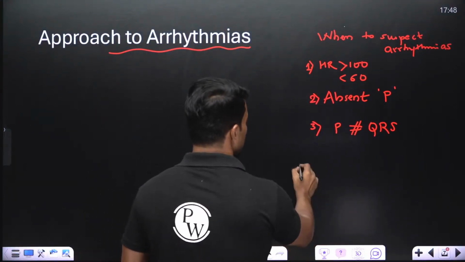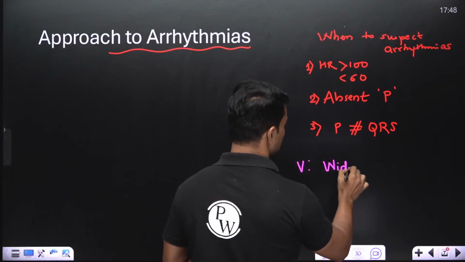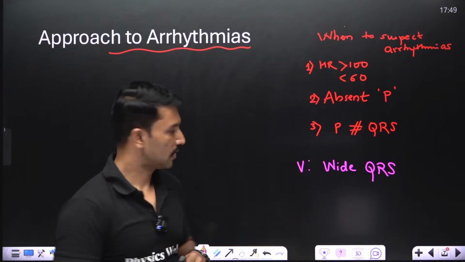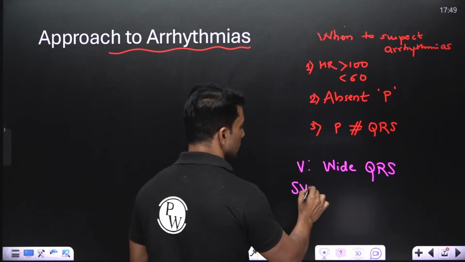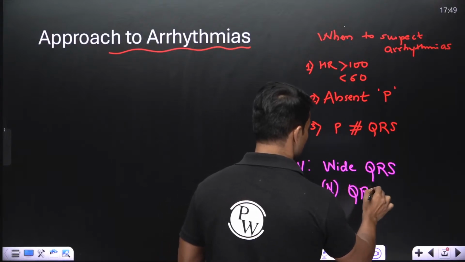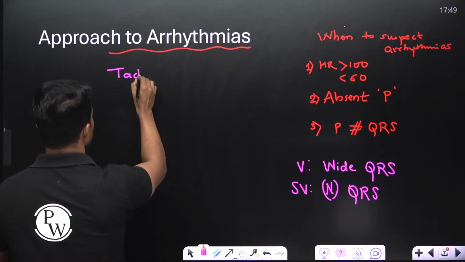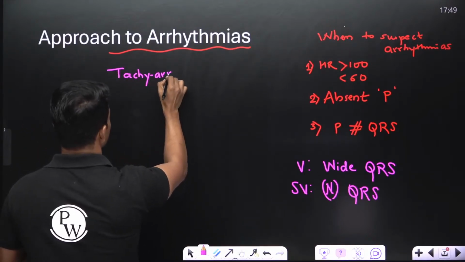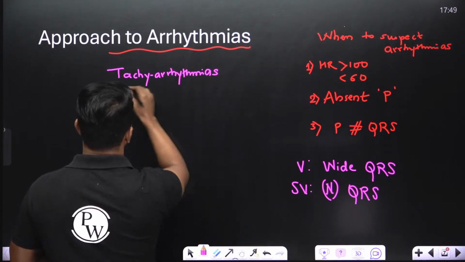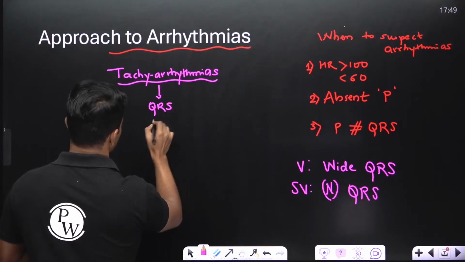Remember, whenever an arrhythmia originates in the ventricle, it will have a wide QRS. But if the arrhythmia is originating above the ventricle, supraventricular, it will have a normal sized QRS. So whenever I have a tachyarrhythmia, the first thing I should see is what is happening to the QRS complexes.